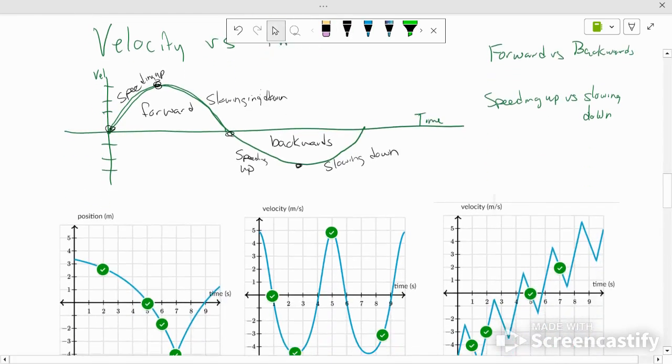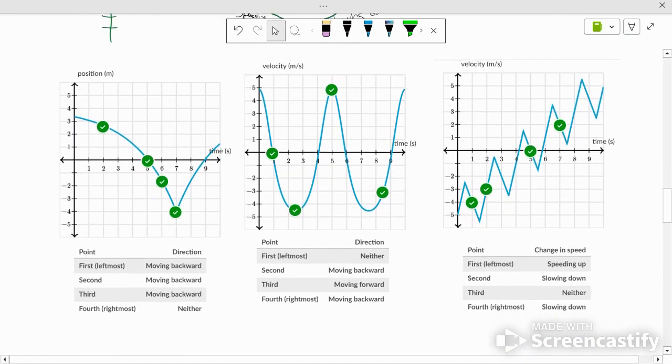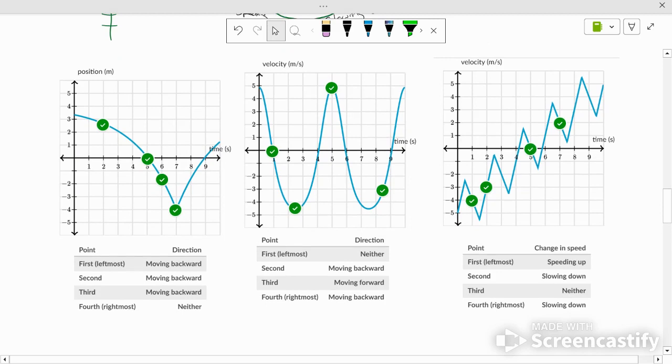So here's our cheat sheet right here. Here's my position. Since I'm going in a negative direction, I'm going backwards, backwards, backwards, and then I stop. And once I go here, now I start moving forwards. So as I go this way, I'm moving backwards. As I'm going this way, I'm moving forwards.